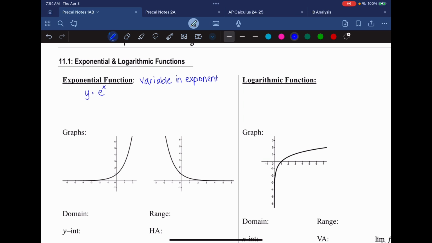E is a value 2.718 that is like pi, it's just an irrational number. For what we're going to do, your base can be anything, as long as your variable is in the exponent.